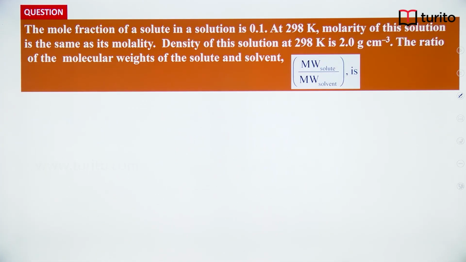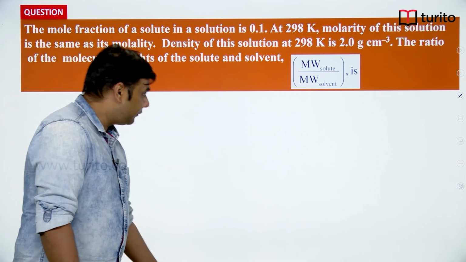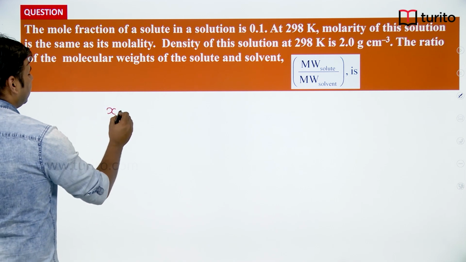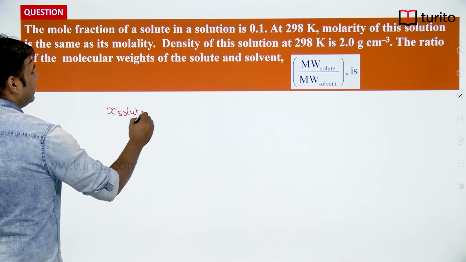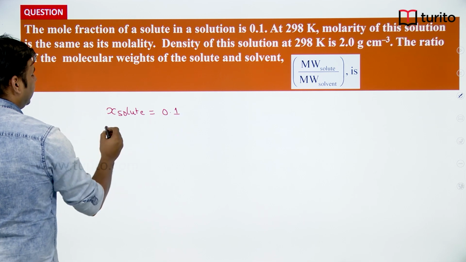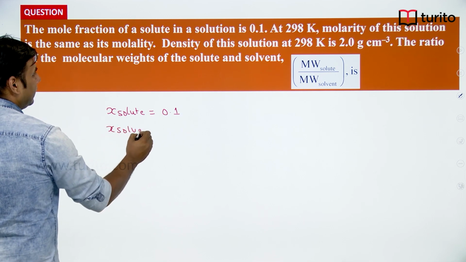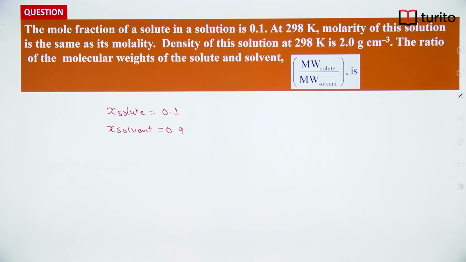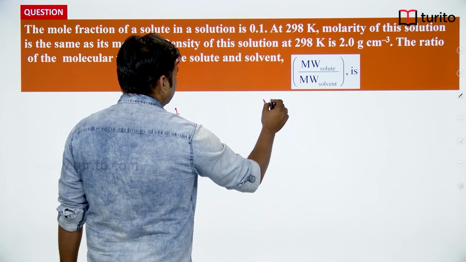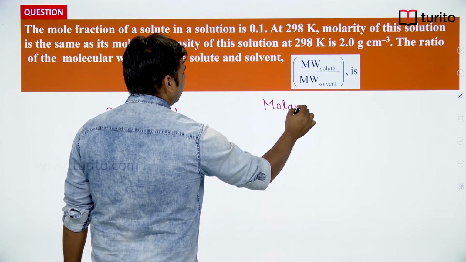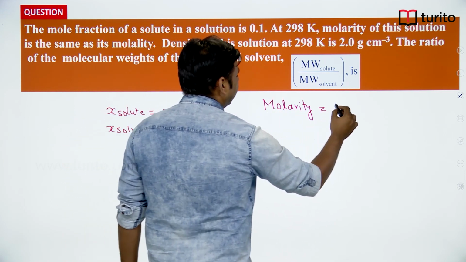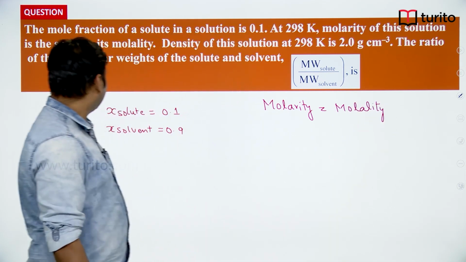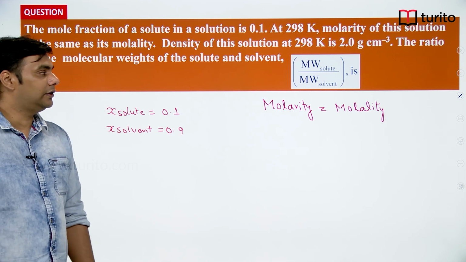This is an integer type question. The mole fraction of a solute in a solution is 0.1, so the mole fraction of the solvent would be 0.9. At 298 Kelvin, the molarity of the solution is equal to molality, and the density of the solution is 2 gram per ml. The ratio of the molecular weight of the solute and the solvent is?